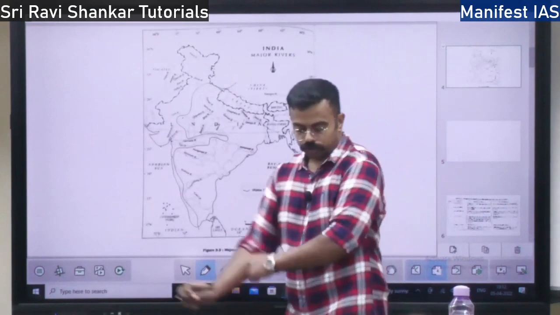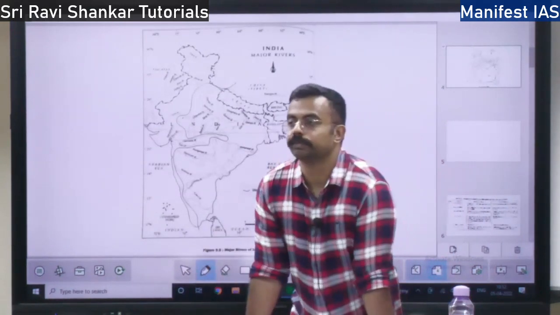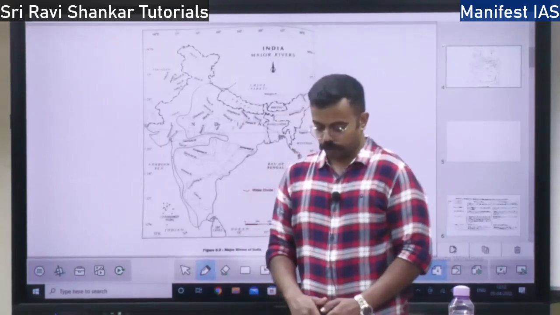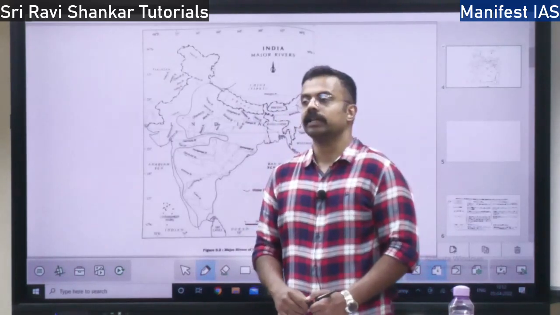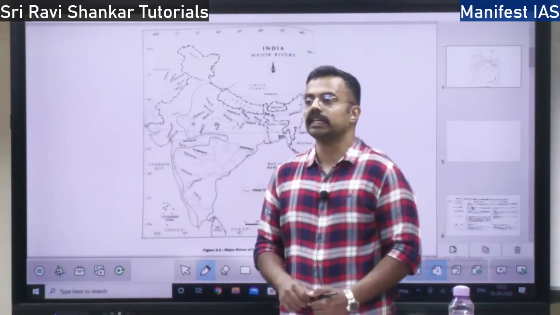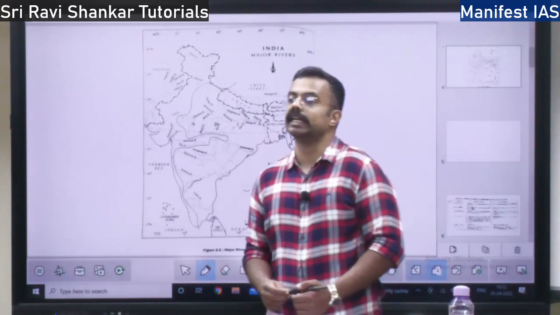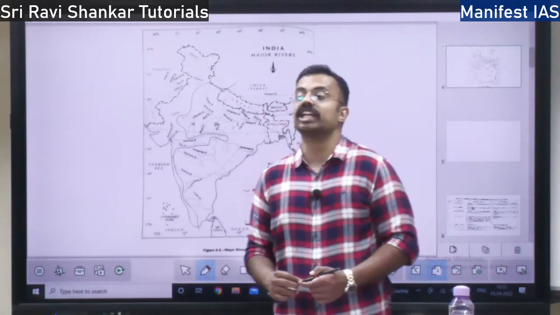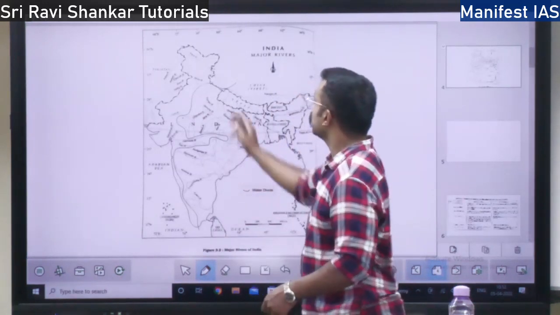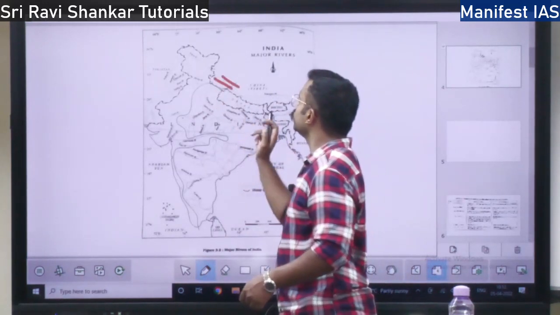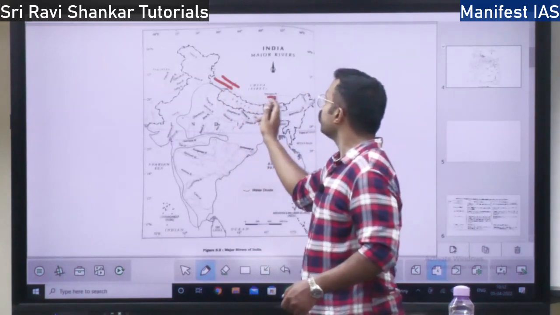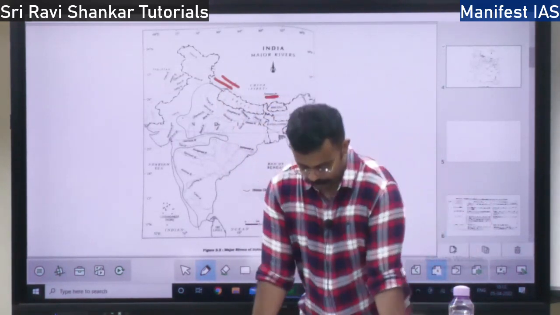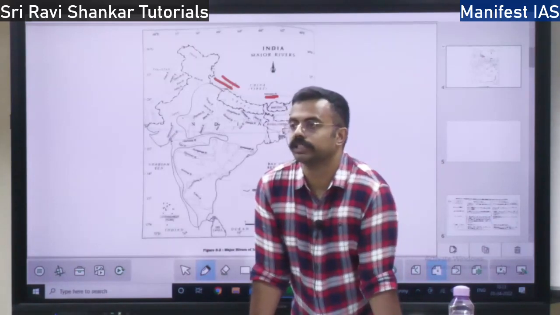Brahmaputra River system. Where does the Brahmaputra originate? It originates in Tibet. Most of these rivers originate in Tibet. So what is the glacier? Chemayungdung Glacier in the Tibet region. That is in the Kailash range. In the Kailash range, you will find the origination of the river. There is Sangpo. Sangpo is the Brahmaputra. So that is where the Brahmaputra originates.